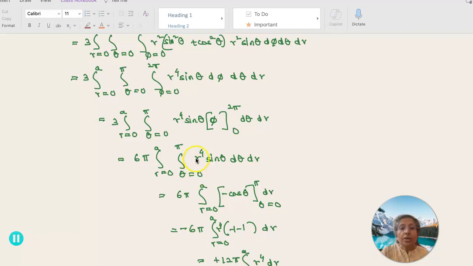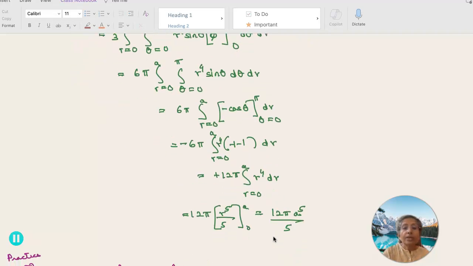We're integrating with respect to theta now. So it becomes minus cos theta within the limits theta equal to 0 to pi, of course there's an r raised to 4 here. And this becomes minus cos pi minus cos 0, take out the minus sign. So cos pi is minus 1, minus cos 0 is 1. So minus 1, r raised to 4 dr. And minus into minus cancels, you get 12 pi, r equal to 0 to a, r raised to 4 dr. That is 12 pi, r raised to 5 by 5 within the limit 0 to a. So your answer is 12 pi a raised to 5 by 5.